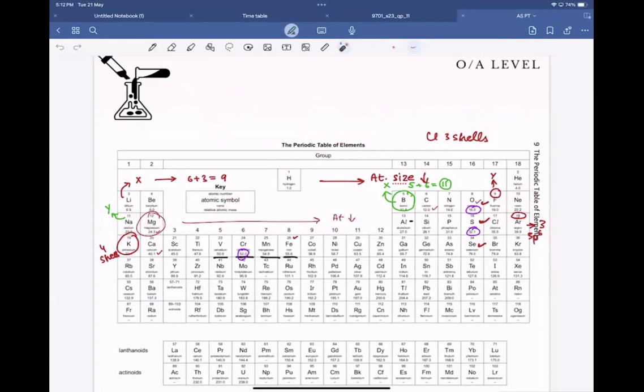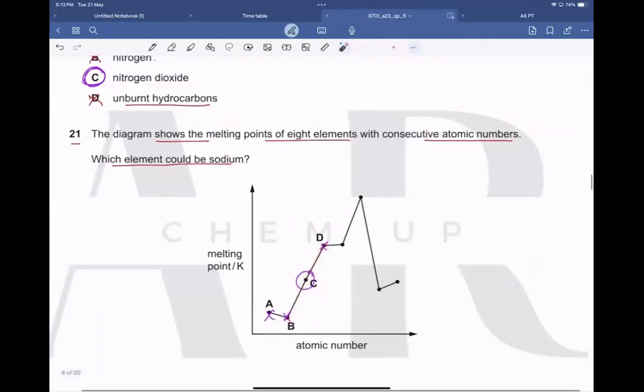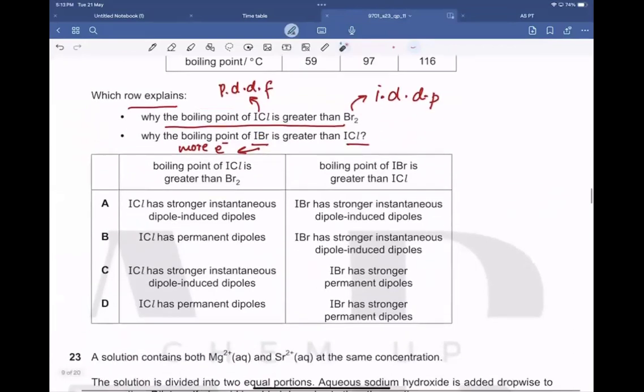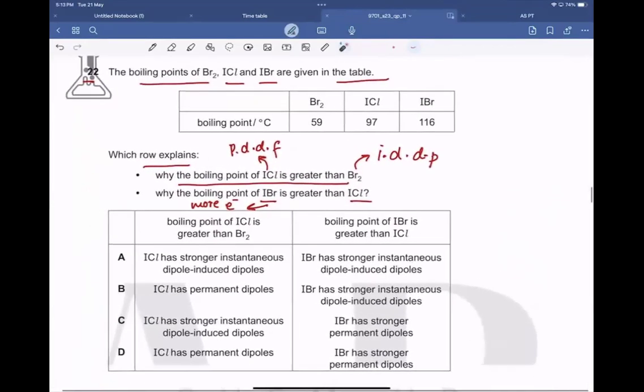Okay. So that's why, see, in this position only, the one which is below sodium has a lower melting point, and the one which is after this has a higher melting point. So that makes C can be a sodium. Okay. So now question number 22.